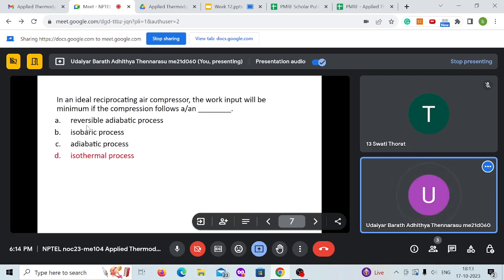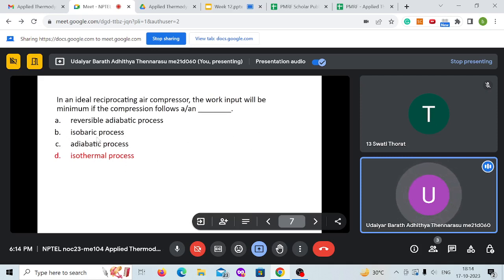If you draw the processes, maybe I'll add diagrams of all the processes here when I upload the PPT. So if you see there, the isothermal process will come first, and then the next one, you have the reversible adiabatic process, or the polytropic process, and then a reversible adiabatic, for which gamma will be 1.4, and then you have isobaric. Isobaric will be a straight line.